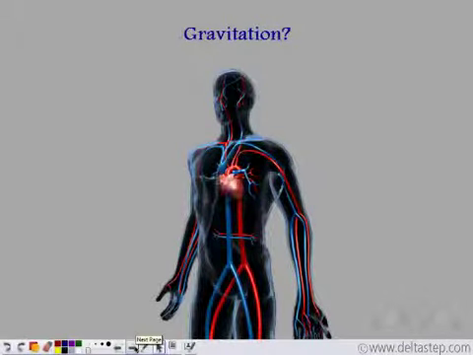So blood flows throughout our body. So is it happening due to gravitational force? Well, if it had been gravitational force, then how would blood flow to the head? That would have been anti-gravitation. So it cannot be gravitational force that is working here.